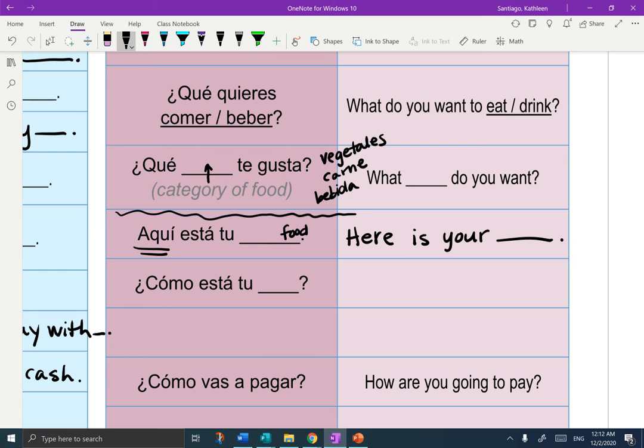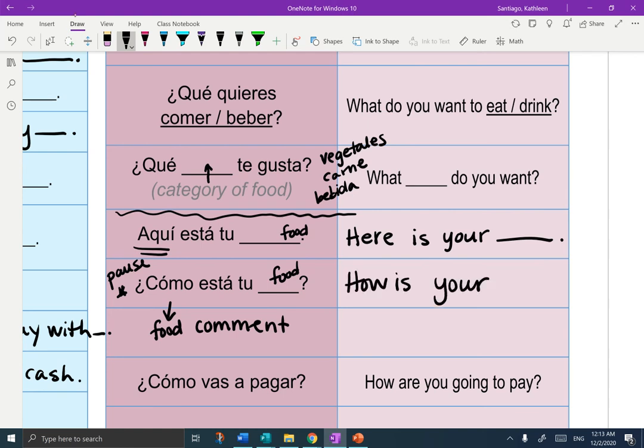Then once you've given them a chance to eat it, so here I would say there's a little bit of pause, and then you come back to the table. And this is where you're kind of like asking them so that they can reply. Their response is going to be that food comment. So you're asking for their opinion about the food. So, ¿cómo está tú? And this is the name of the food you're asking about. How is your, and then whatever it is. ¿Cómo está tu pizza? Mi pizza está deliciosa. So that's where you're asking.